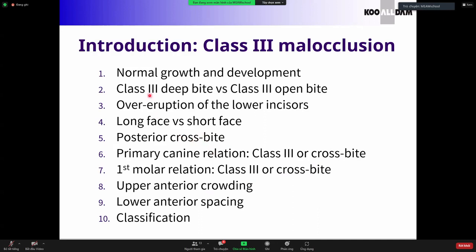So this time, I will introduce class 3 malocclusion. First, normal growth and development. Second, class 3 deep bite versus class 3 open bite. Third, over eruption of the lower incisors. And long face versus short face, posterior crossbite, and also primary canine relation and first molar relation, and upper anterior crowding and lower anterior spacing. And finally, we should classify class 3 malocclusion.